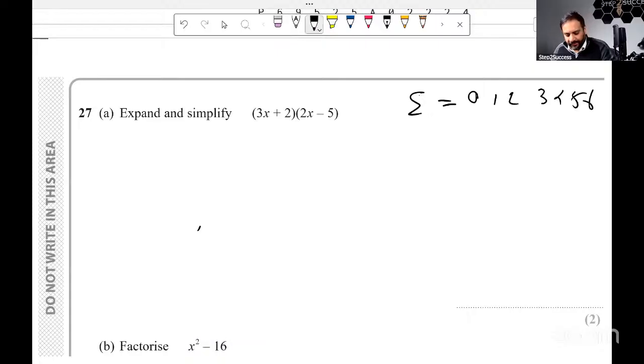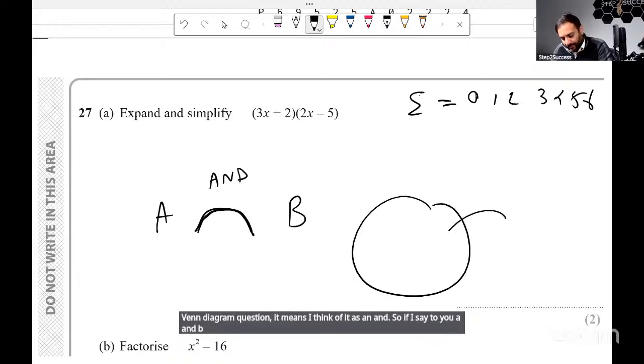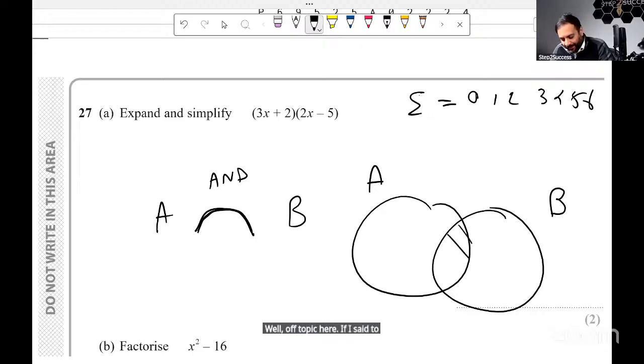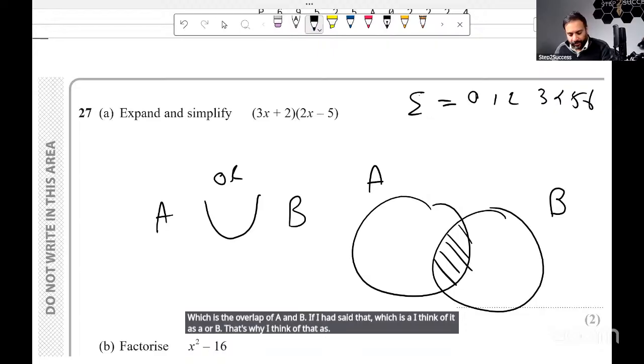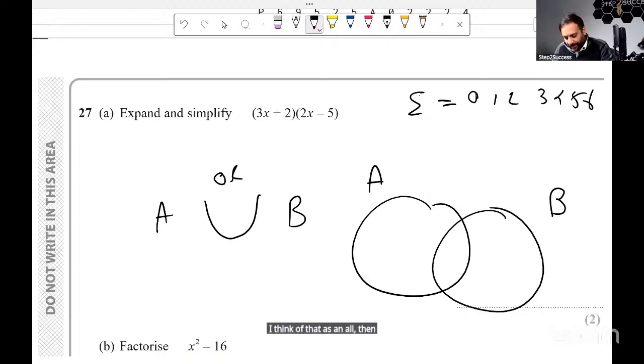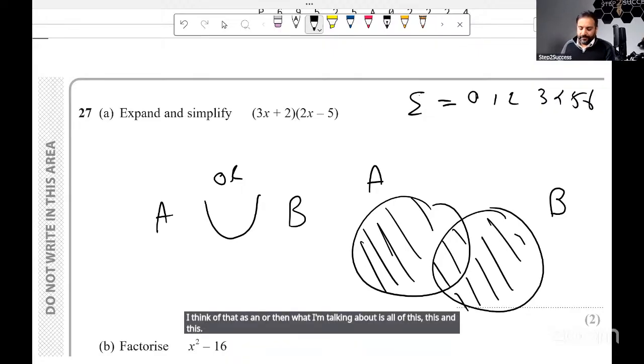So when you have this symbol on a Venn diagram question, I think of it as an and. So if I say to you A and B, then I'm talking about this section here, which is the overlap of A and B. If I had said that, which is A, I think of it as A or B. I think of that as an or. Then what I'm talking about is all of this, this, and this. That's it. So that's the difference between those two.